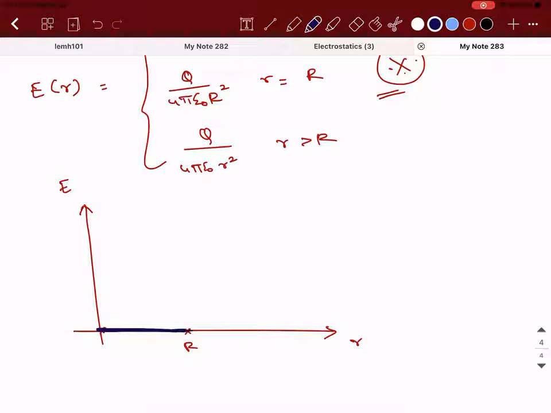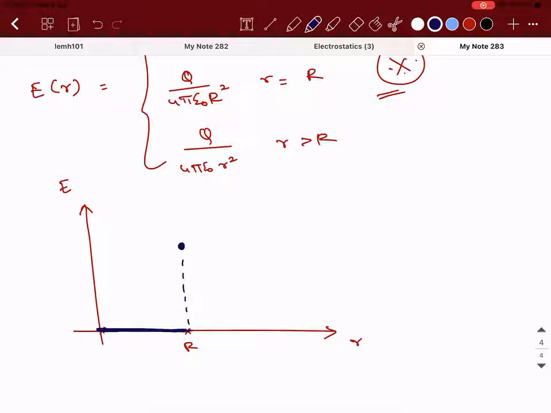From 0 to capital R, it is 0. At capital R, what is happening? Its value is reaching a constant value. Why am I calling it constant? Because the total charge Q is a constant and capital R is the radius of the spherical charge. That is also a constant. So it reaches a particular value.